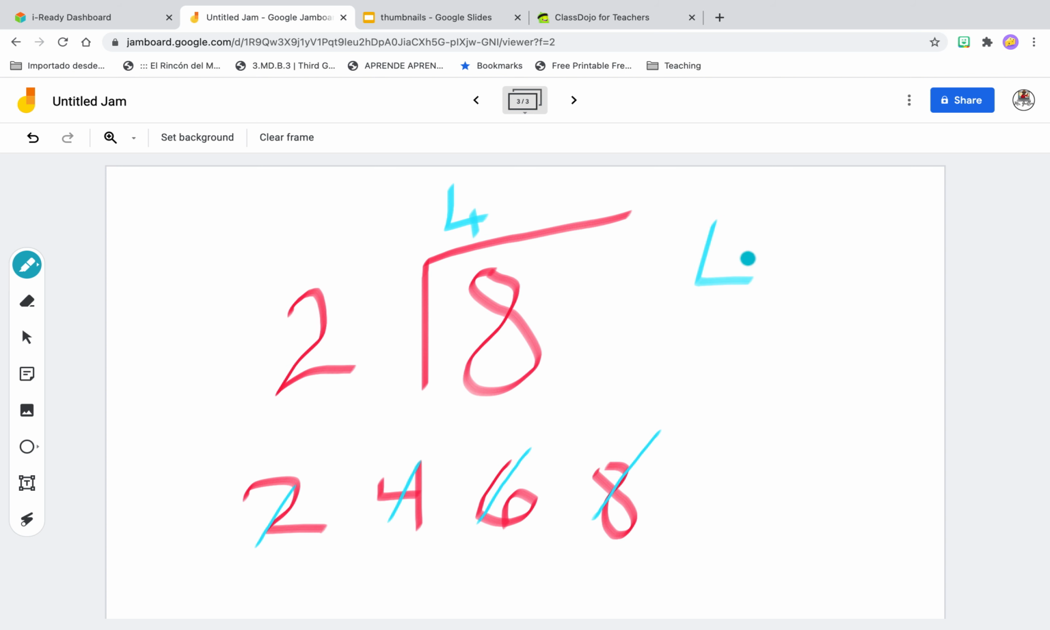And 4 times 2 is 8, the same as 2 times 4. If you switch the factors, the answer will not change. It's going to be the same. I'm sorry about that. This is 2 times 4 is equal to 8. So this is an easy way for students to find the quotient of a division fact.